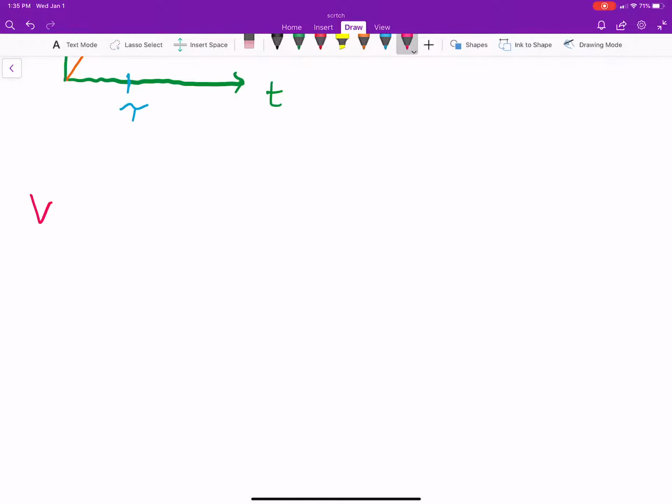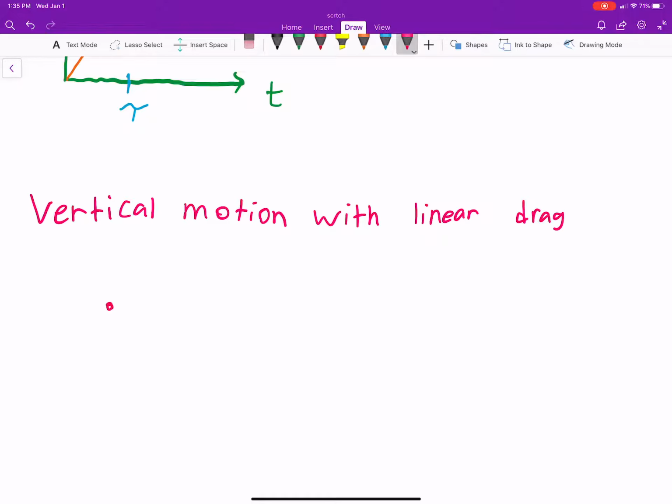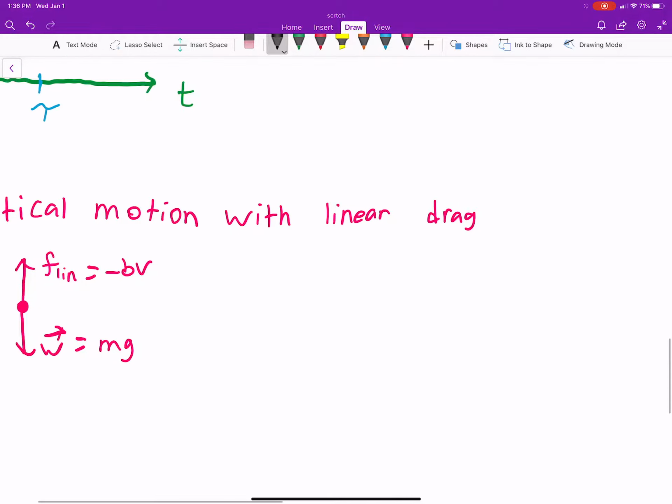Now let's consider vertical motion with linear drag. Okay, so just a quick free body diagram. Our weight force, which is just mg, and then we can have our drag force right here. So that's what our free body diagram looks like. And we use Newton's laws of motion. We're only interested in the y component. So that's mg minus bv.